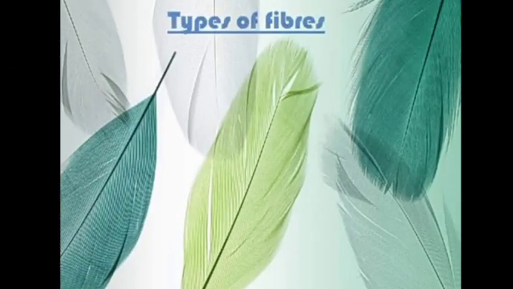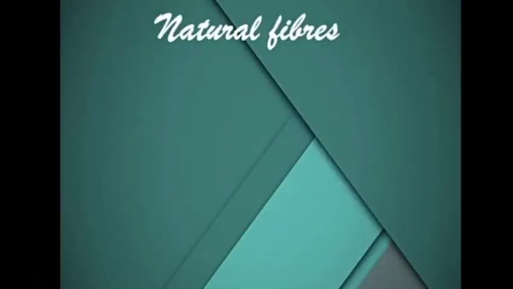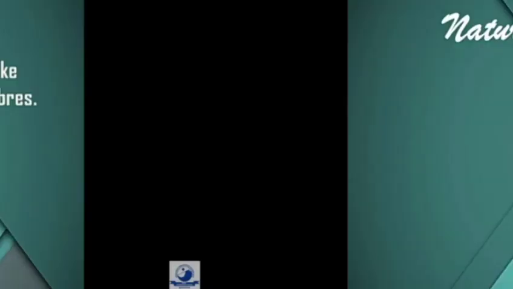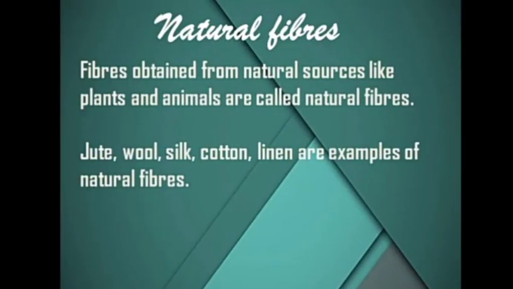Then comes the types of fibers. So we are having two types of fibers. First, the natural fibers, and the second is the synthetic fibers. So coming to the very first one, that is natural fibers. So what are natural fibers? These are the fibers that are obtained from natural sources like plants and animals. And the examples of the natural fibers are jute, wool, silk, cotton, linen, etc. These are some examples of the natural fibers.